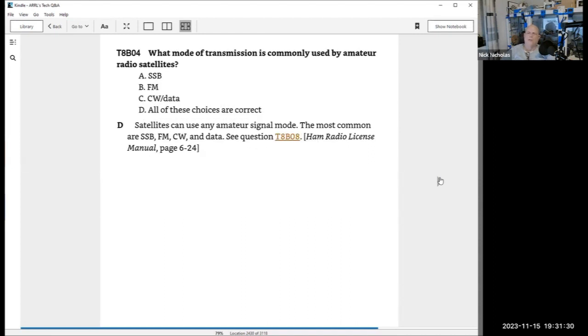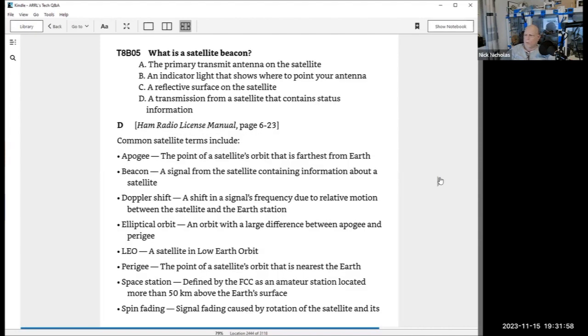What mode of transmission is commonly used by amateur radio satellites? Well, the answer to that is tricky. We have satellites out there that use just about every single mode there is. So it's so tricky that any that they would list would be right. So single sideband, FM, CW. I don't know of any fast scan TV, but just about all the others. What is a satellite beacon? And the answer here is a transmission from a satellite that contains status and information.